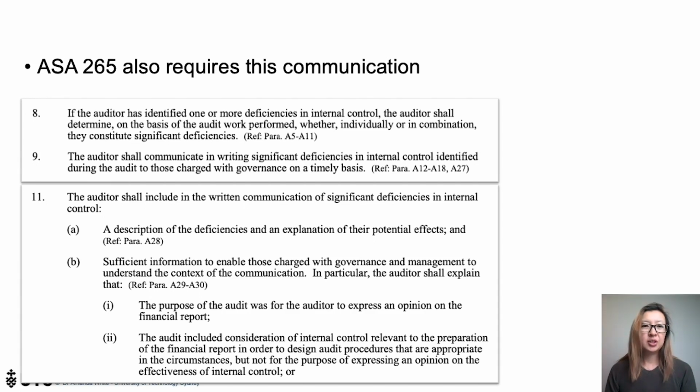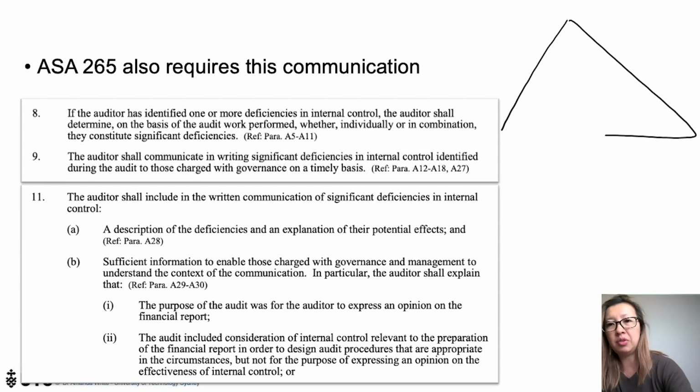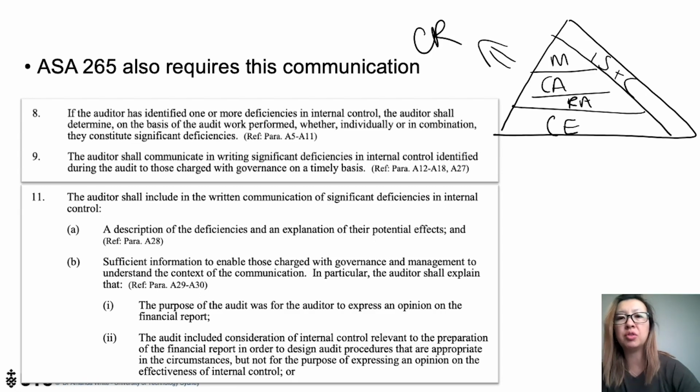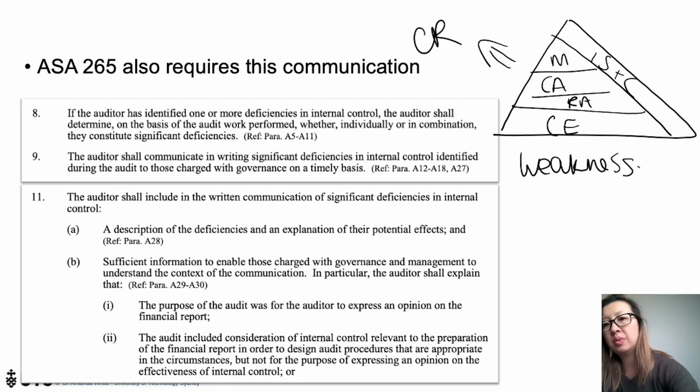So ASA 265, which is a standard about communicating internal control deficiencies, says that we also need to communicate with those charged with governance. So remember, back to our systems of internal control, where we have our information system, we have our control environment, risk assessment, control activities, monitoring, information systems and communications, and out of all of that information we generate our control risk assessment. And generally, as part of that control risk assessment, we identify any weaknesses in the systems of internal controls, where there are gaps.